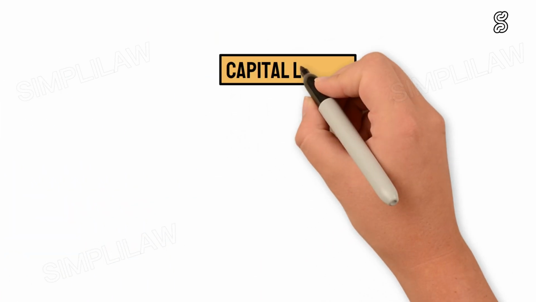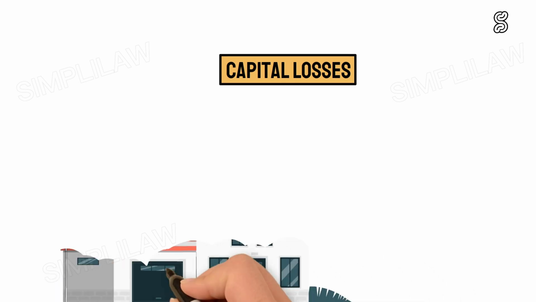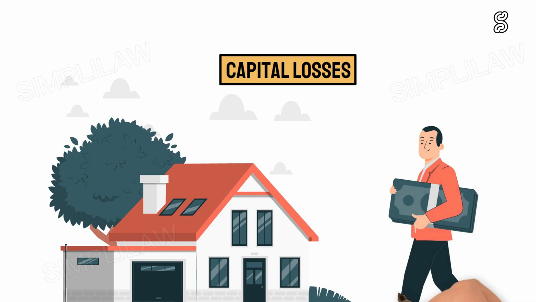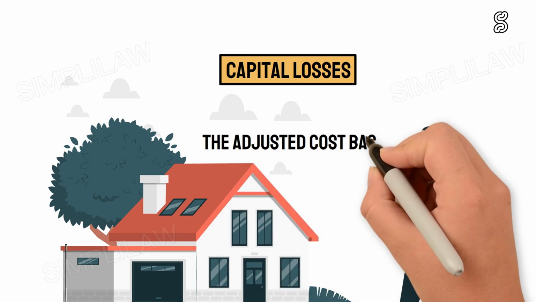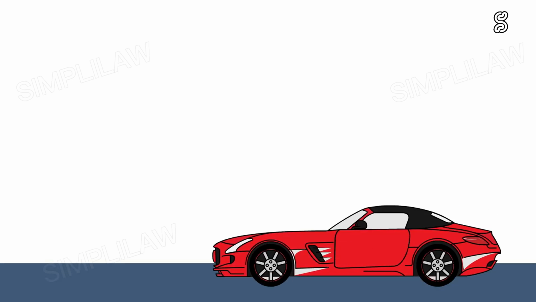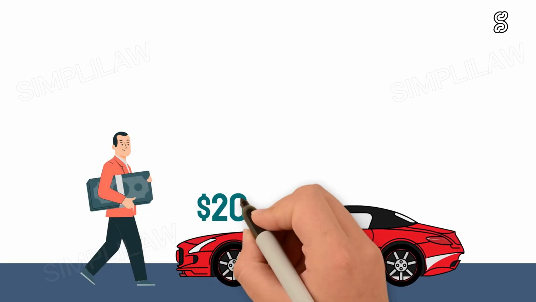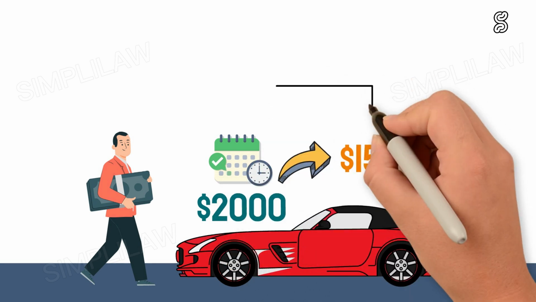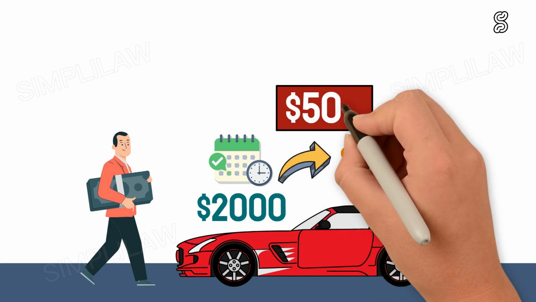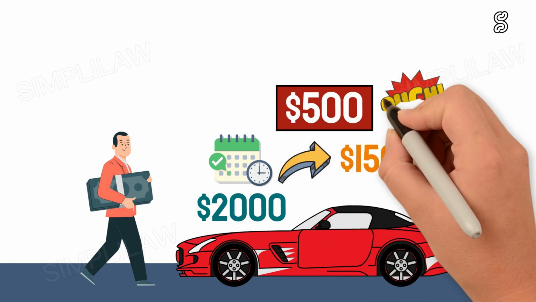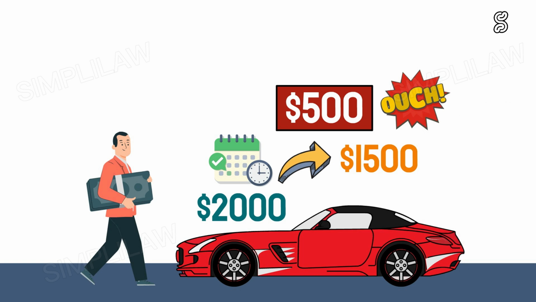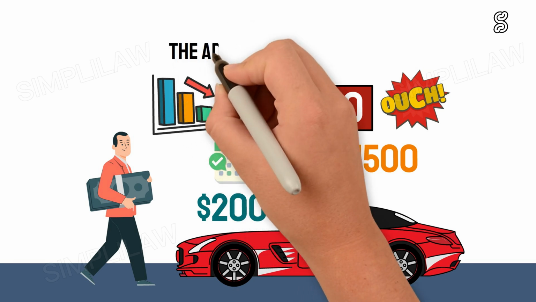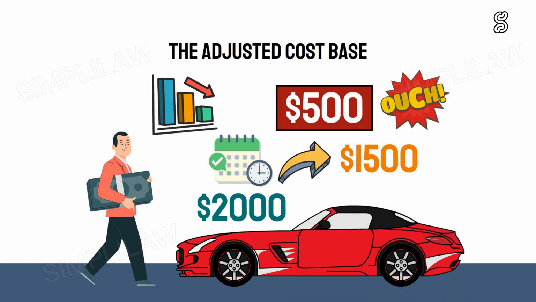Moving on to capital losses. This is the exact opposite. It's when you sell capital property for less than what you paid, aka the adjusted cost base. Suppose I scored a sweet red Pontiac for $2,000 and sold it months later for $1,500. In this case, I'd end up with a capital loss of $500. Ooh, ouch. This is what you get when you sell capital property for less than what you paid for it, aka, you guessed it, the adjusted cost base.